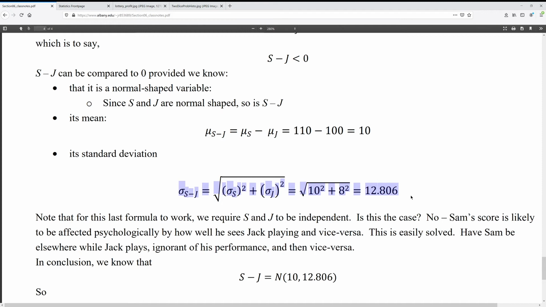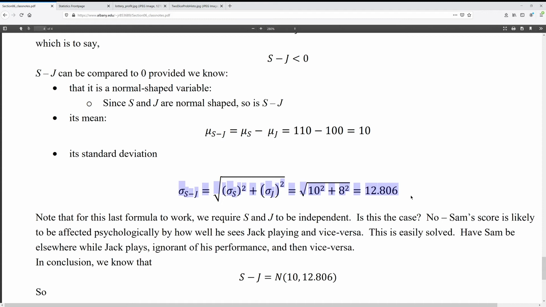Is it the case that whether or not Sam is having a good day or a bad day, however Sam happens to play today, it's not going to affect Jack's score and vice versa? No, we're talking about human beings here, but that's easily fixed. We'll blindfold Sam, send Jack through the course, blindfold Jack, send Sam through the course, so that neither one of them has any idea how the other is performing today. Now we're good. So that's easily solved.